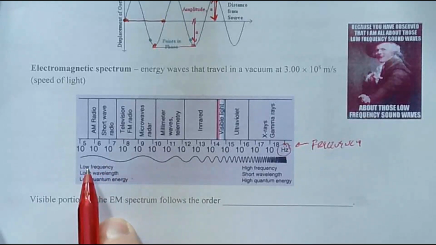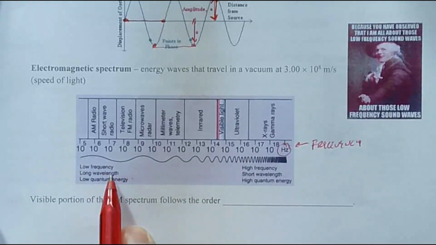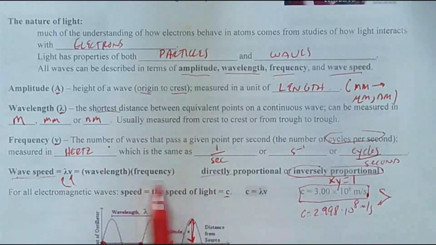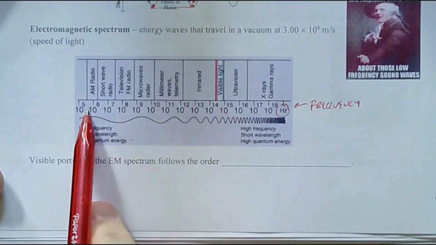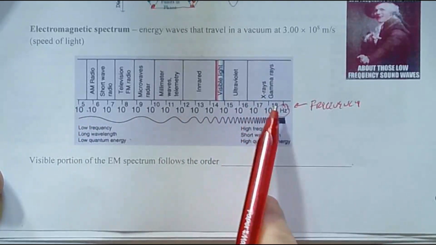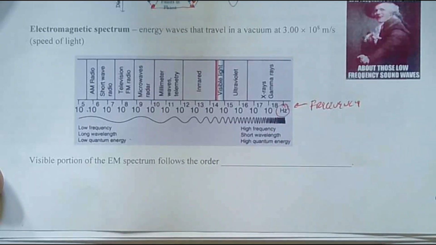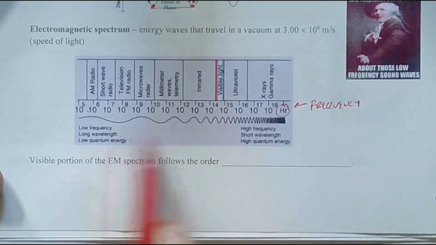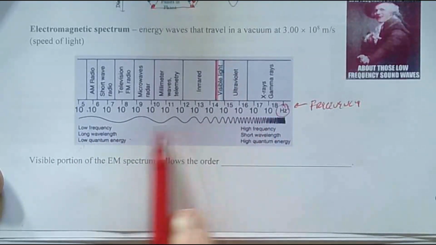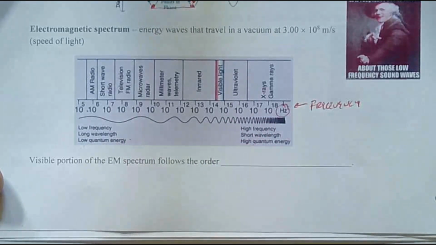And right here it says that this end represents low frequency, long wavelength, and low quantum energy. This is also a further reminder that this is an inverse relationship between wavelength and frequency. As one goes up, the other one has to go down. So over here, low frequency, long wavelength. On this end, high frequency, short wavelength. And on this side, it's low energy. On this side, it's higher energy. So as you go from this side to this side, it's increasing in energy, increasing in frequency, and the wavelength is getting much, much shorter.